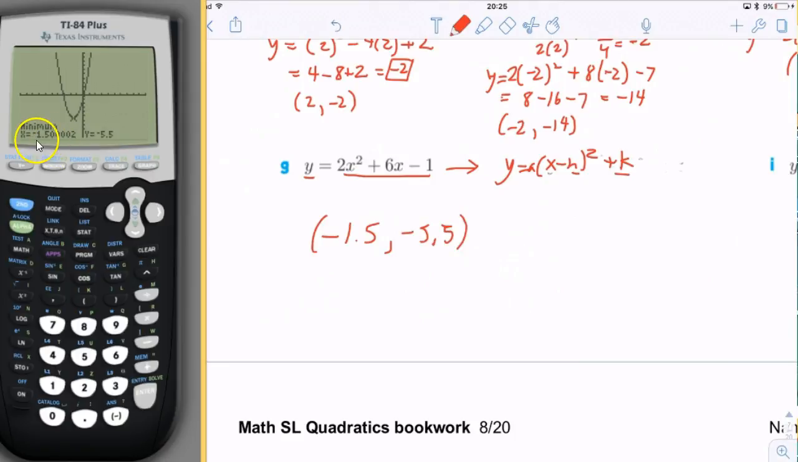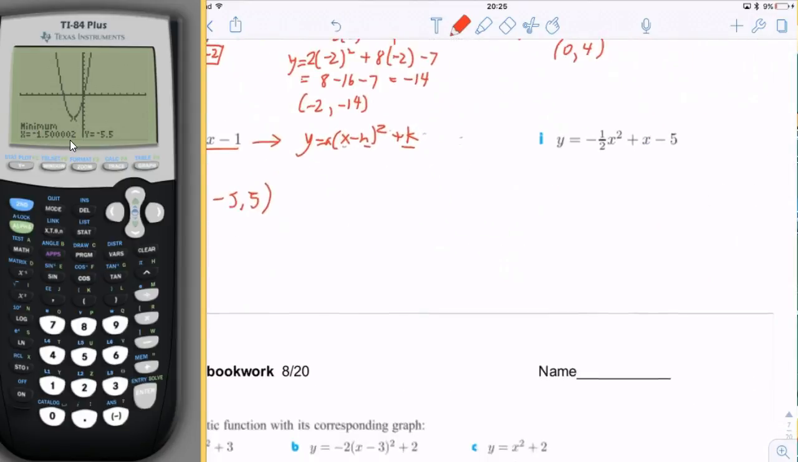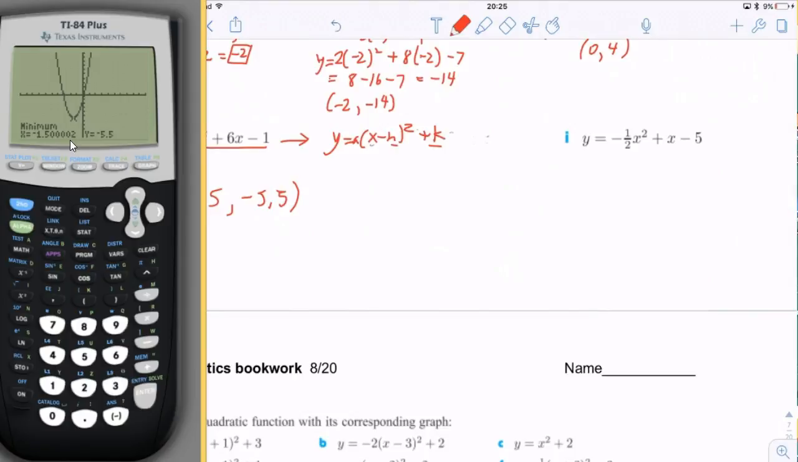And you might say, oh no, the x coordinate is negative 1.500002. But actually, the calculator uses kind of estimation methods to find this. And so in this case, you know that you're going to end up with a whole number answer. So you know it's going to be negative 1.5 and not negative 1.500002. Okay?